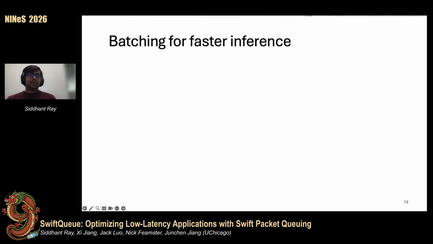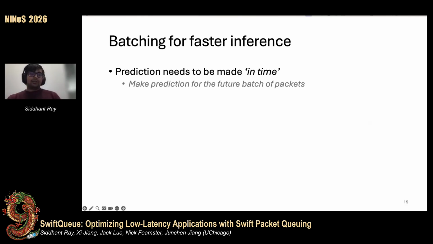Secondly, we need to make the prediction in time because network latency is a bottleneck. And inference might be a bottleneck for network latency. If you're not able to make the prediction in time, this will slow down the network. So we do this by making a prediction for the future batch of packets.